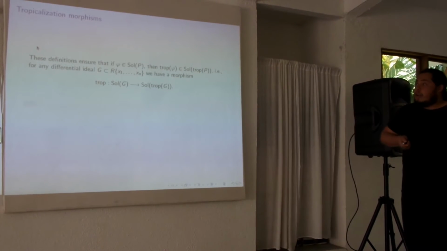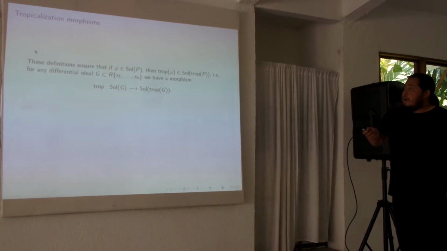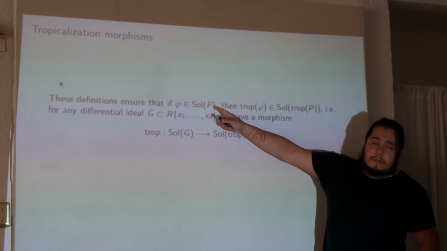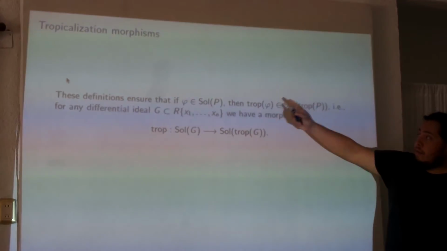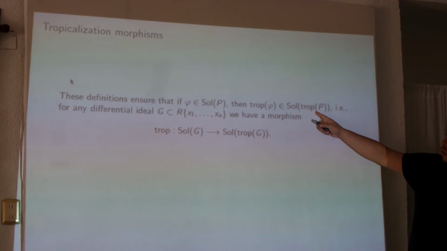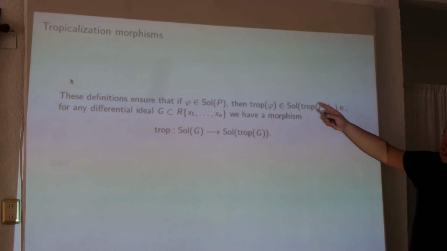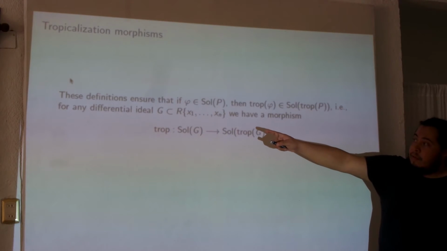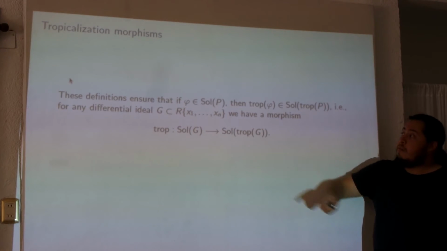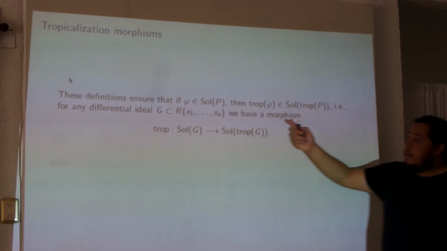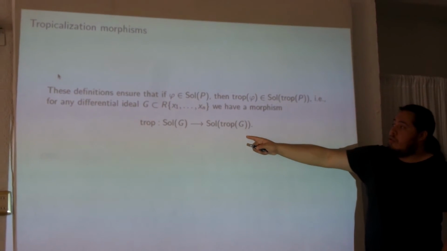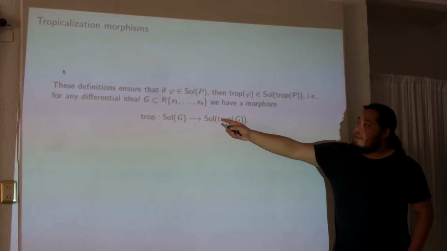With these definitions that I have just given, we have that if I take a solution of a differential polynomial, then its tropicalization is going to be a solution of the tropicalization of the polynomial. And this implies that for any differential ideal in the differential ring of differential polynomials, I have a morphism that transforms each solution here into a solution of the tropicalization of the ideal.